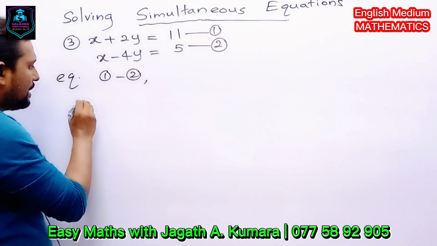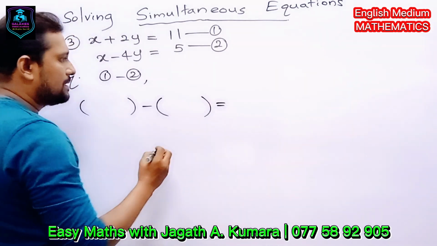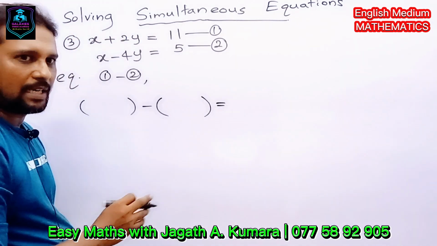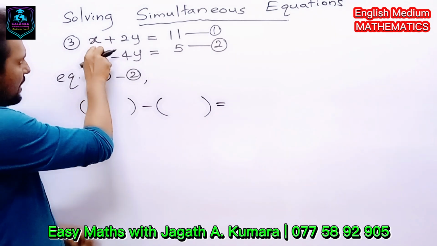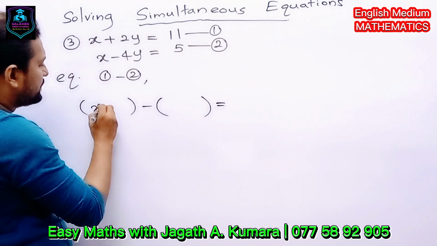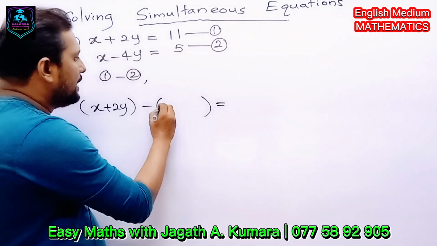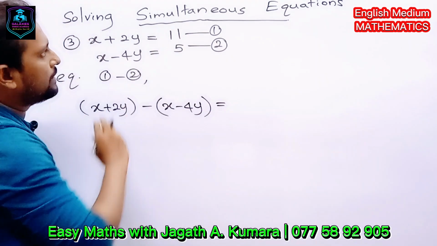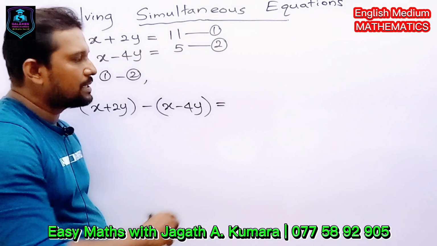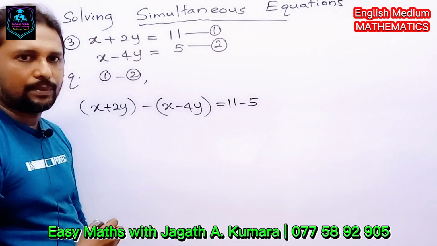Then also you remember, you put the brackets. It is suitable for you. Right? First equation, left hand side, x plus 2y. Second equation, left hand side, x minus 4y. Then you look at the right hand side of both equations, 11 and 5. Then I can write 11 minus 5.